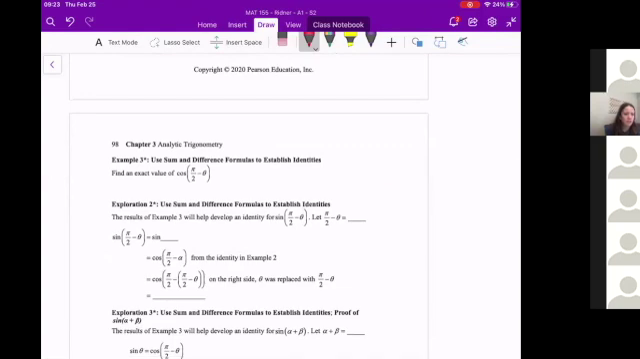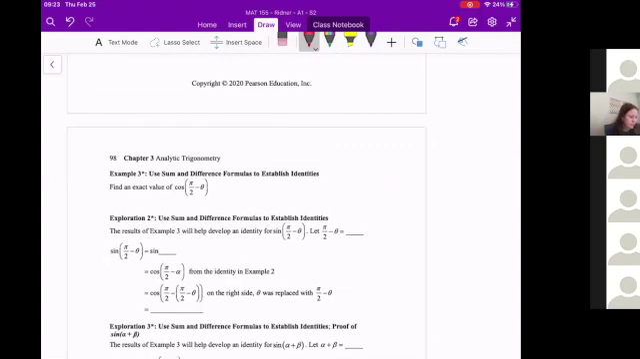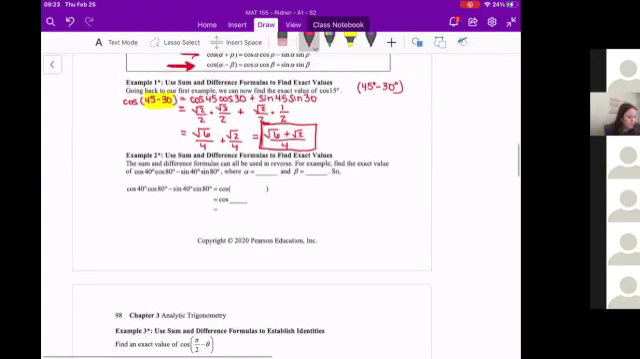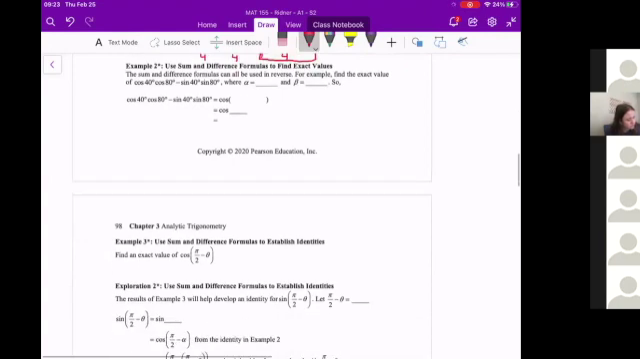If I want it, so like this one looks confusing, but really it's just the subtraction of cosine. So I would use that same formula where I would do cosine pi over 2 cosine theta plus sine pi over 2 sine theta.